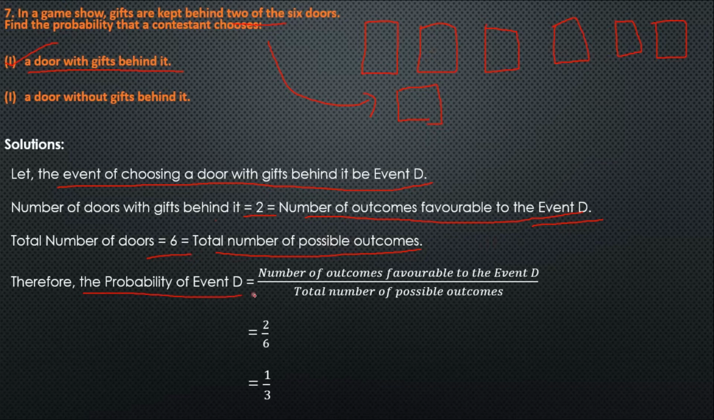How do we calculate probability now? Probability of event D is equal to number of outcomes favorable to event D as the numerator, and total number of possible outcomes as the denominator. So numerator is 2 and the denominator is 6. Cancel out the common factor. This will give you 1 by 3 as your answer.